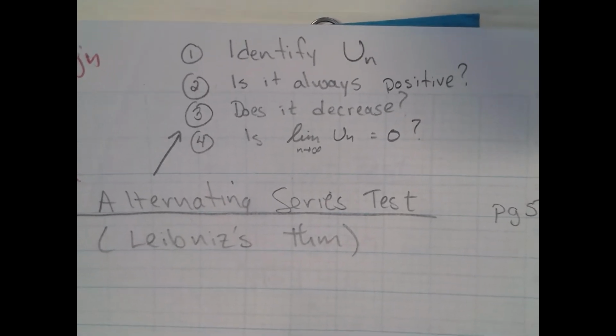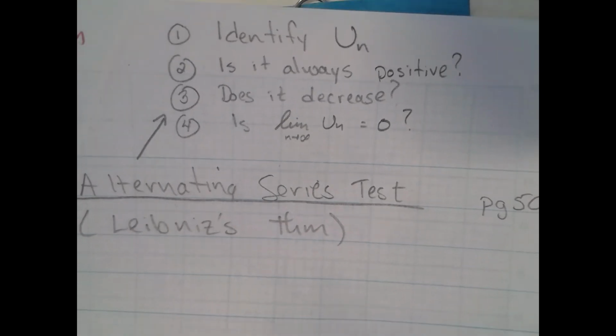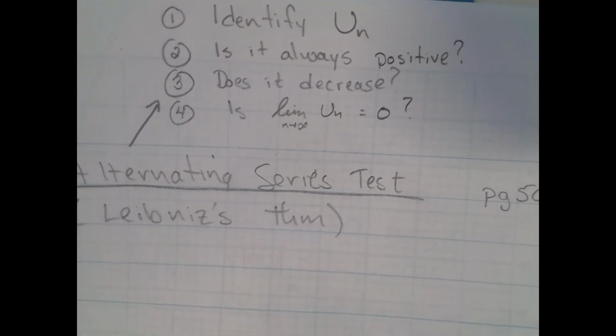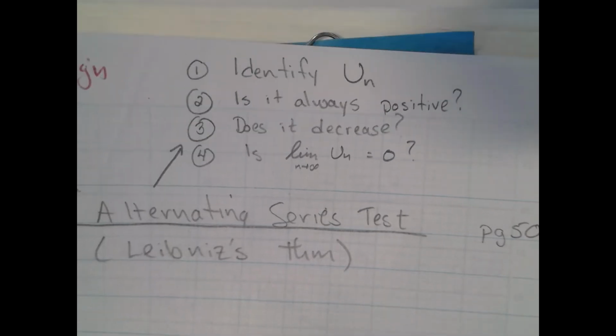Okay, so if you see something that alternates, like if it goes -1 to the n, it's alternating.